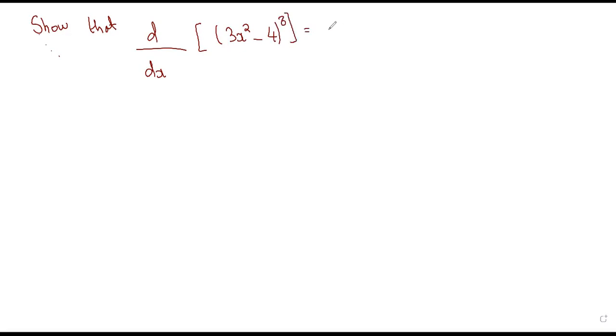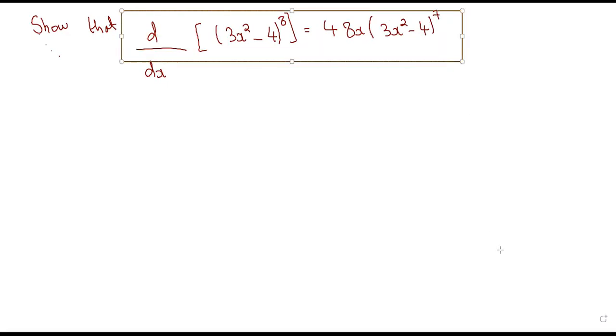Okay, so we need to show that the differentiation of (3x squared minus 4) to the power 8 is 48x (3x squared minus 4) to the power 7. Now this is a very important question. Please pay attention. This is what we need to show.